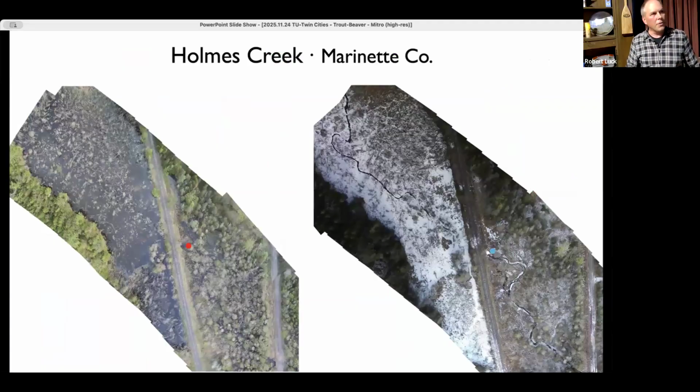And I'll leave one final image of Holmes Creek. This is before on the left, after on the right, when that beaver dam was removed in the fall of 2023. The image was taken in November of 2023. And you can see to the left of that railroad berm how narrow that stream typically is in the absence of a beaver dam there.